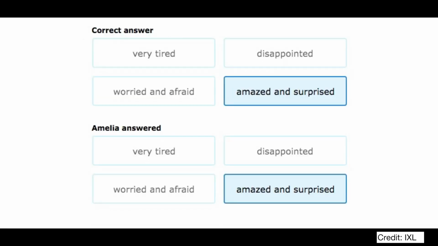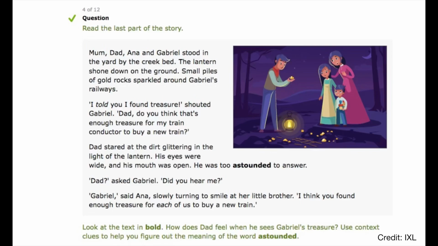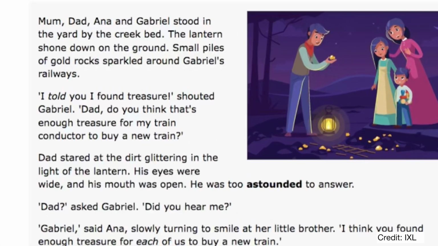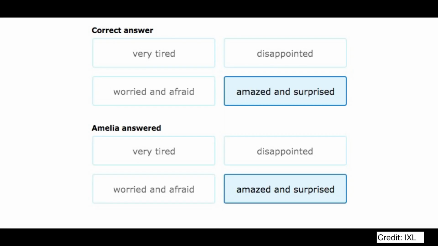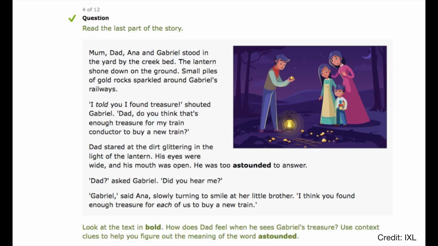In this story, Gabriel and his family go to the creek bed where he found gold. The text says, "His eyes were wide and his mouth was open." People do this when they are surprised or amazed. So you can infer that astounded means to be amazed or surprised, and Dad is feeling amazed and surprised.